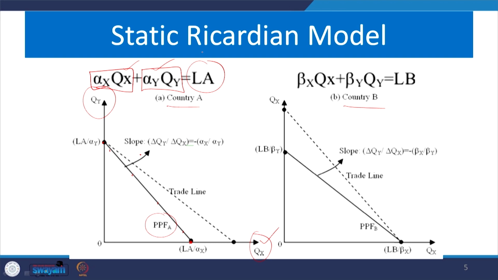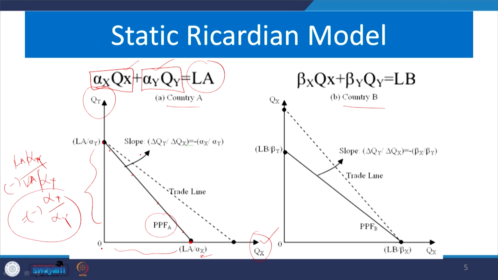Then the slope will be perpendicular by base, this much divided by this much. Since this is LA divided by alpha y, divided by LA divided by alpha x, the LA cancels. Since the slope is negative, we have to write the negative: minus alpha x divided by alpha y. So this is alpha x divided by alpha y.